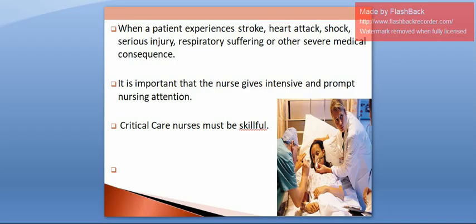Okay, so what you have to do is you have to provide direct care to all these critically ill patients. So most of the time a person who is in the ICU will need continuous care or intensive care.